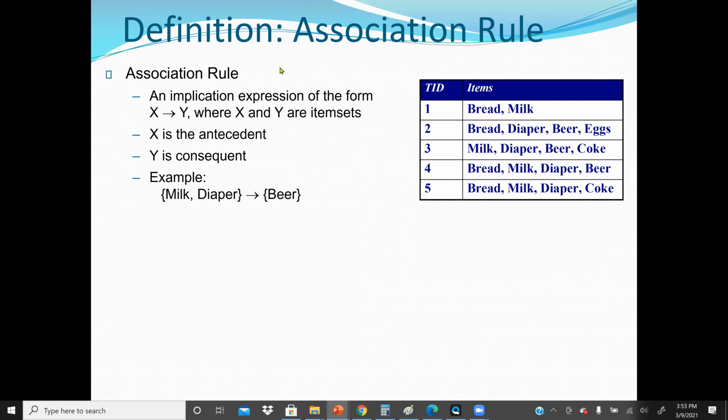So we start with the definition. An association rule normally goes with an implication expression of the form X implies Y. X and Y are item sets. Sometimes we refer to X, which is on the left side, as the antecedent, and Y, on the right side, is called the consequent. So an example here, we have milk, diaper implies beer. So milk and diaper is our antecedent and beer is our consequent.